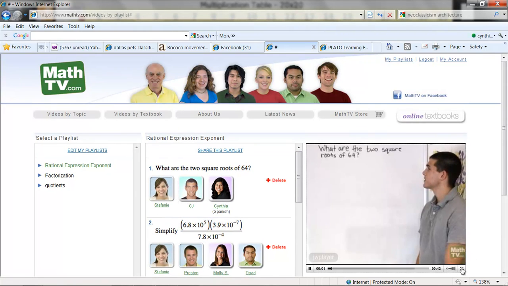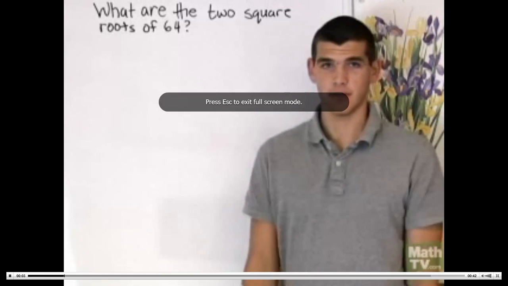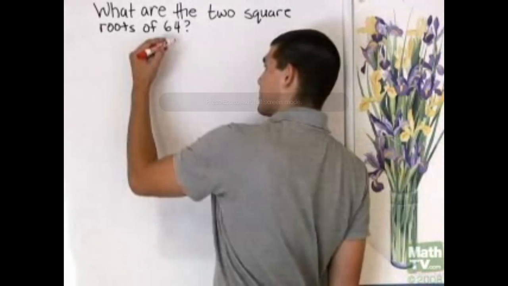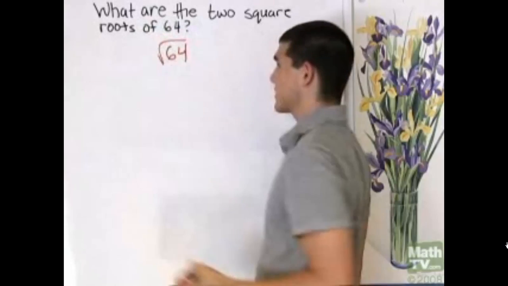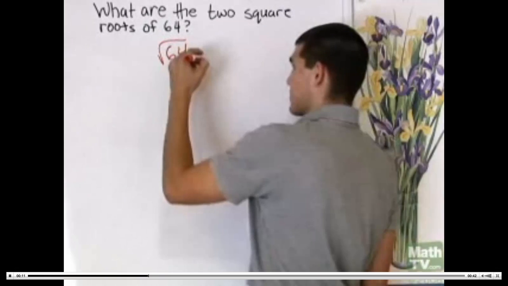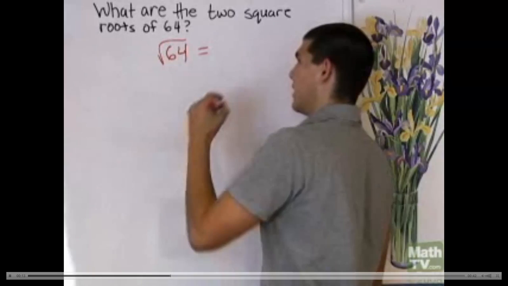This problem asks, what are the 2 square roots of 64? So the first thing we're going to need to do is take the square root of 64, which gives us 8.